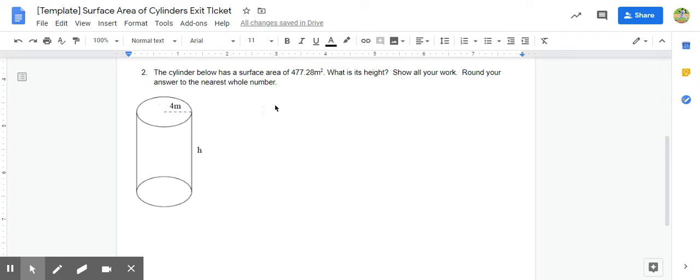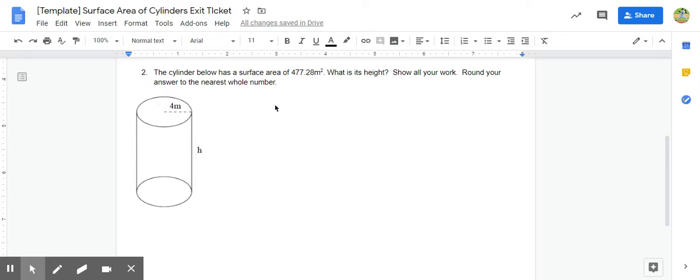A little bit less tech elements than the last one. But we're going to look at the second question of your exit ticket that a lot of people were struggling with. And it's a pretty challenging question. So first thing is we know we're trying to find the surface area of a cylinder.